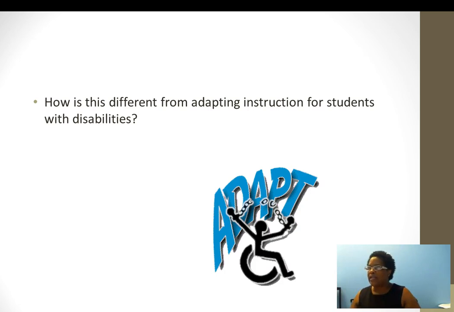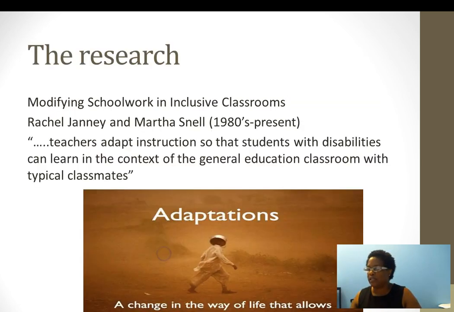So how is this differentiation different from adapting instruction for students with disabilities? I have some thoughts about how it's different, but let's first go to the research and see how adapting instruction for students with disabilities is defined. So we just saw how it was defined in the research for differentiation. So let's see what the research says about making adaptations for students with disabilities.